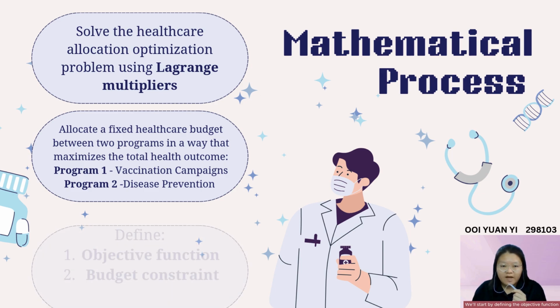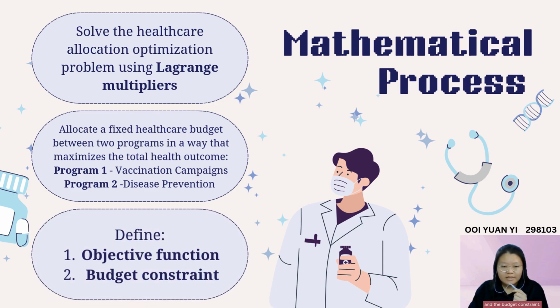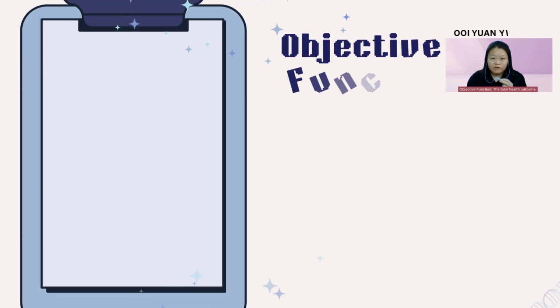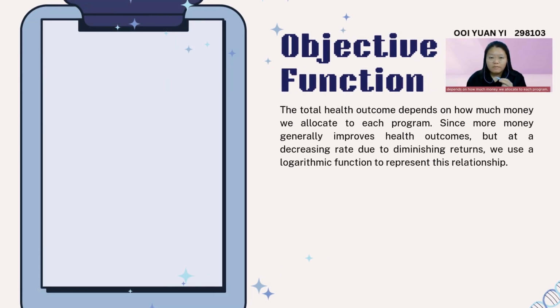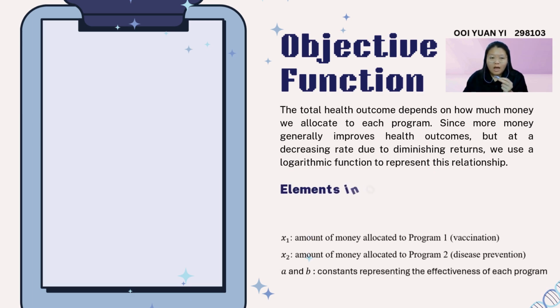We will start by defining the objective function and the budget constraint. Objective function. The total health outcome depends on how much money we allocate to each program, since more money generally improves health outcomes, but at a decreasing rate due to diminishing returns. We use a logarithm function to represent this relationship. Let X1 be the amount of money allocated to Program 1, vaccination. Let X2 be the amount of money allocated to Program 2, disease prevention.